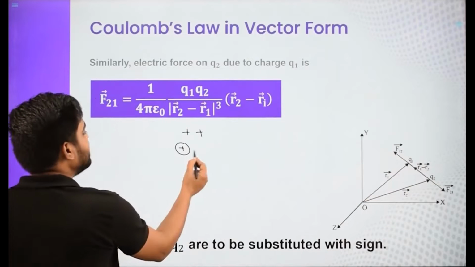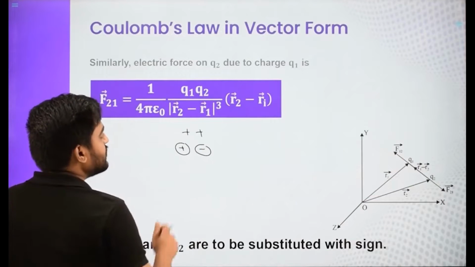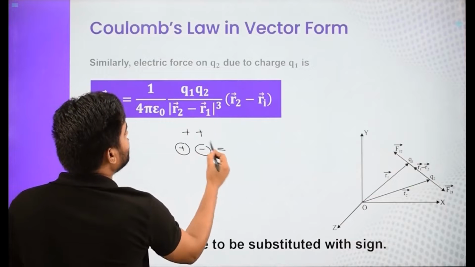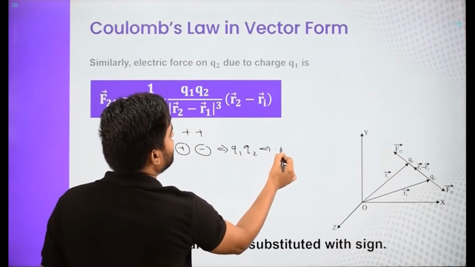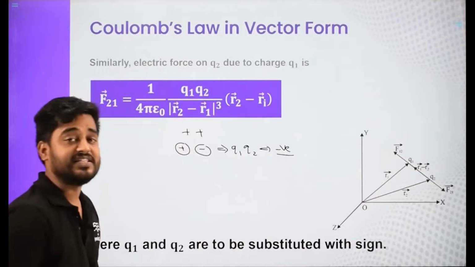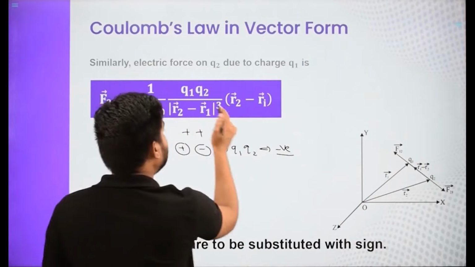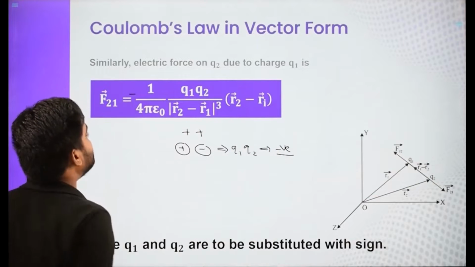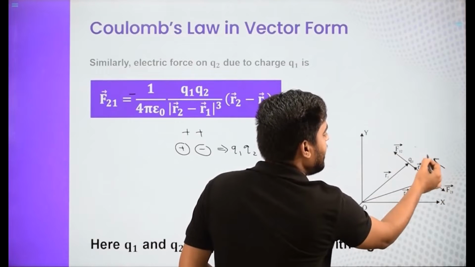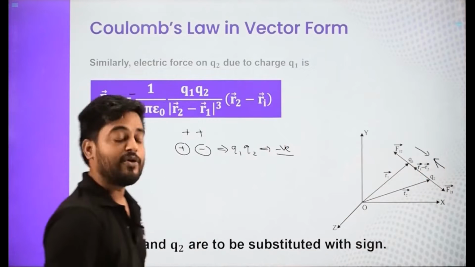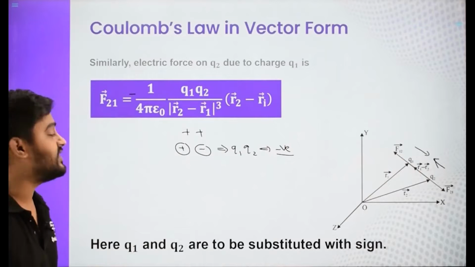What if one charge is positive and the other is negative? Here the product Q1 into Q2 is going to be negative if they are of opposite sign. One is positive and one is negative, and this negative will also be included over here, which will automatically reverse the direction of F21 and F12. So it will be proper, it will directly give you the force in its vector form.